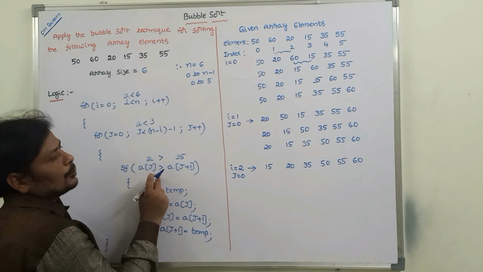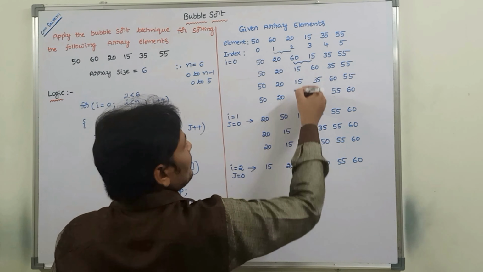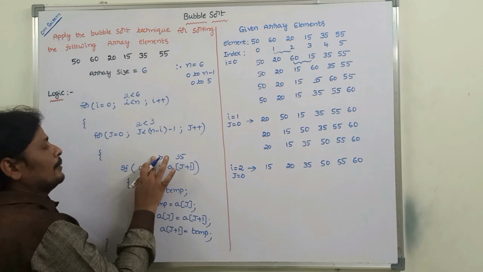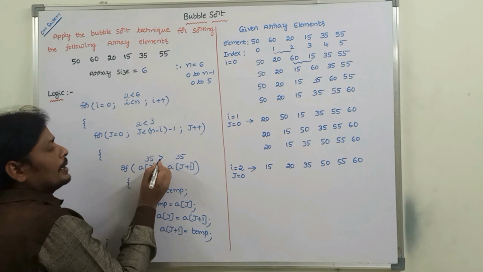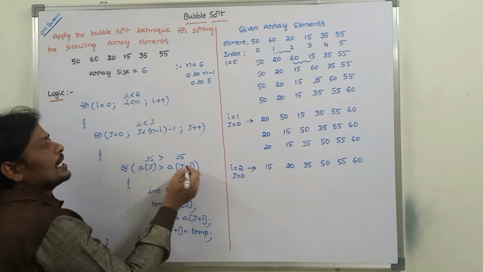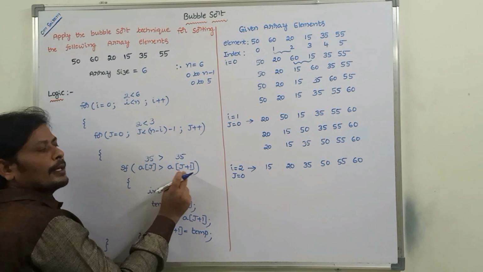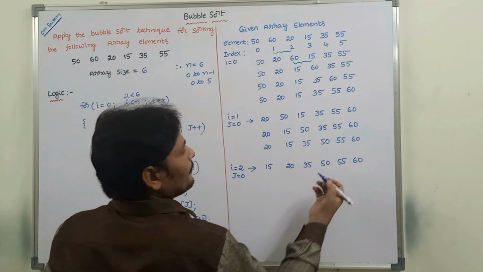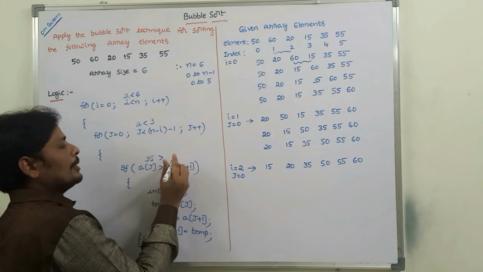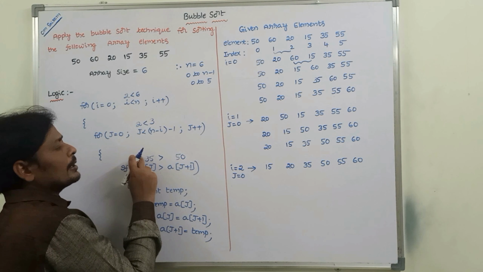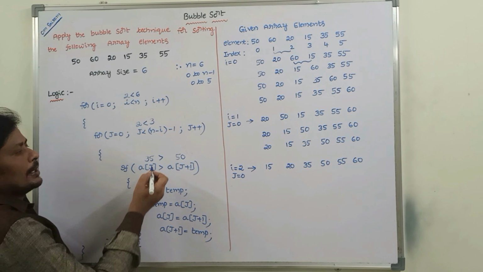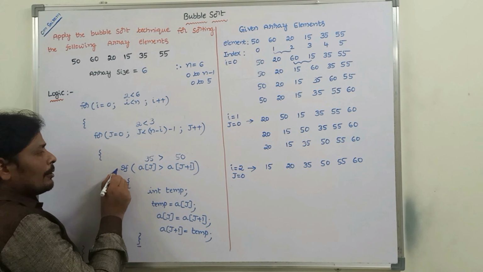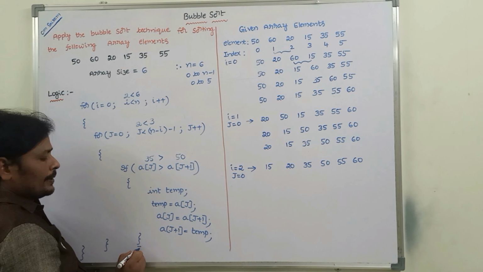A of 2 means this one, so that is 35. So 35 greater than A of j plus 1. J value 2 plus 1, that is 3. A of 3 value is 50. So this value is 50. 35 greater than 50? That is false. Then the control goes to the next statement after the if block.